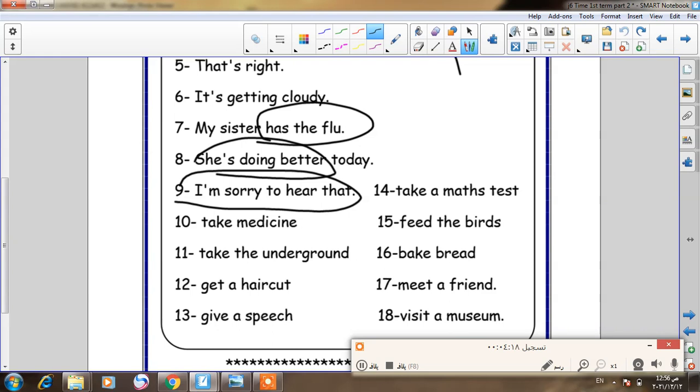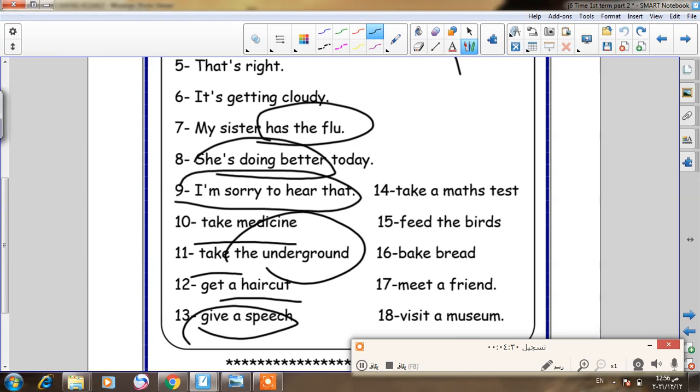And then after this, we have the collocations. You have to memorize this. I say take a medicine, take the underground. What does it mean, the word underground? Underground is like a train, but much faster, like the metro. And then get a haircut, give a speech, and we said the meaning of the word speech. Take a math test, feed the birds, it means to give them food. Bake bread, meet a friend, visit a museum.